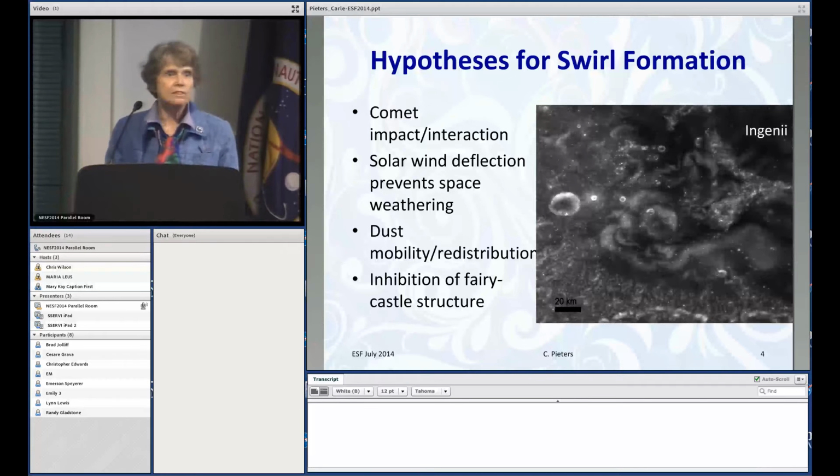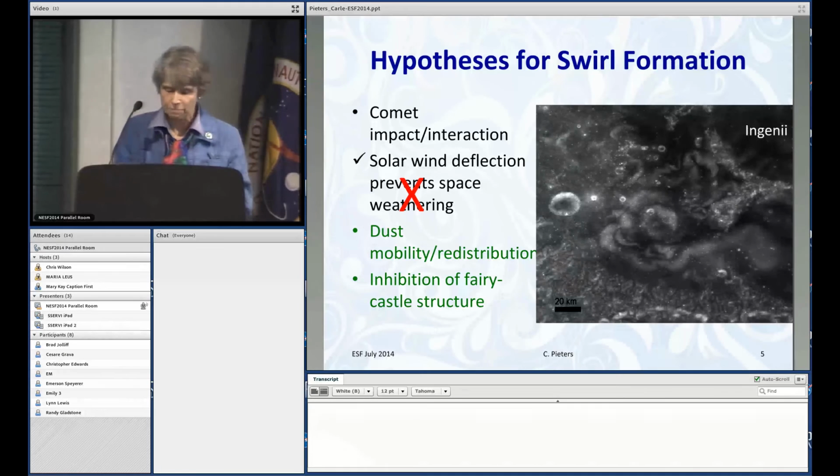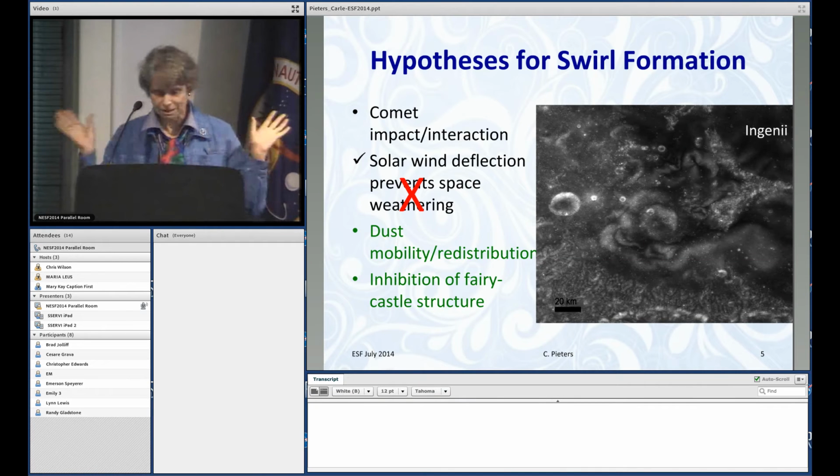There are several hypotheses for swirl formation. One has to do with comet interactions. One has to do with solar wind deflection from the magnetic fields, perhaps preventing space weathering. There is dust mobility and redistribution hypotheses, and a more recent one about the inhibition of the fairy castle structure within the swirls themselves.